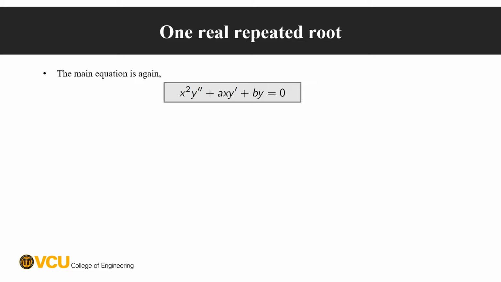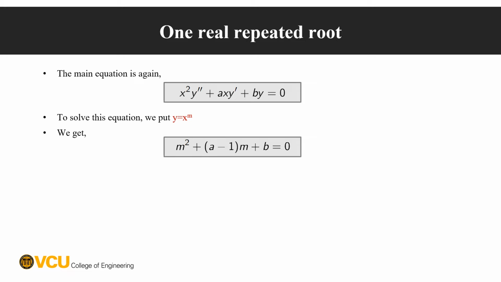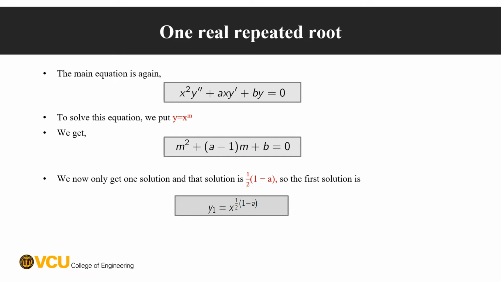I have mentioned the main equation again, which is x squared y double prime plus a x y prime plus b y equals 0. In order to solve that, like the earlier rule, we have to put y equals x to the power m here. And we get something like m squared plus (a minus 1) m plus b equals 0. Now, suppose we get only one solution, that is m equals half (1 minus a). So our first solution will be y1 equals x to the power half (1 minus a).